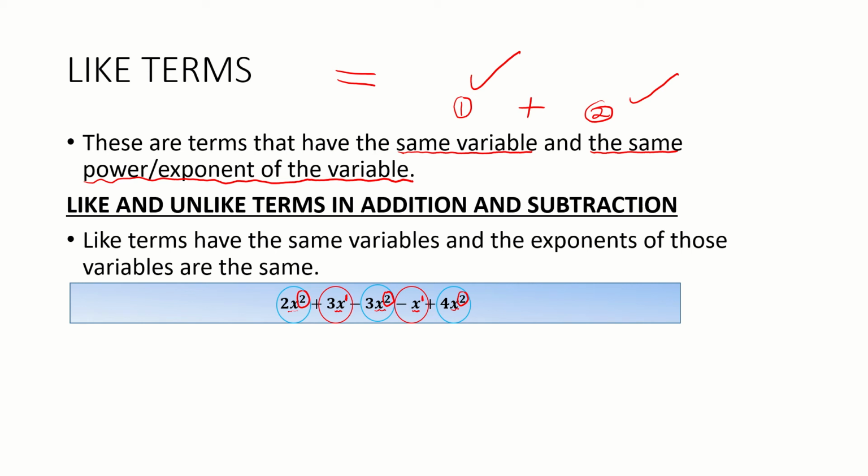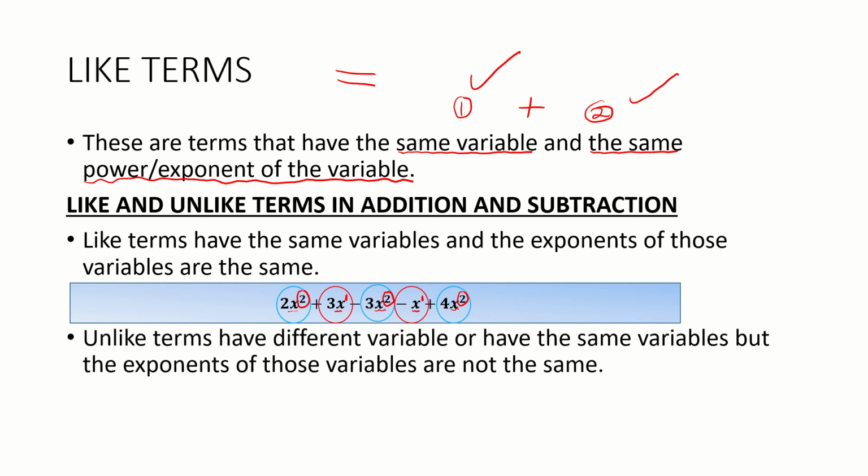If the exponent of a variable is not written, you must know that the exponent of that variable is 1. Question is, how do we add or subtract like and unlike terms? As I've said, unlike terms either have different variables or they have the same variable, but the exponents of those variables are not the same.